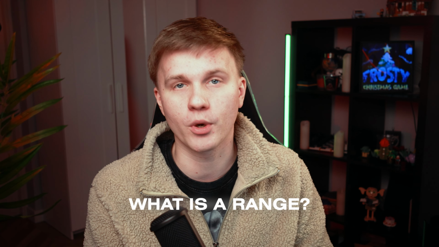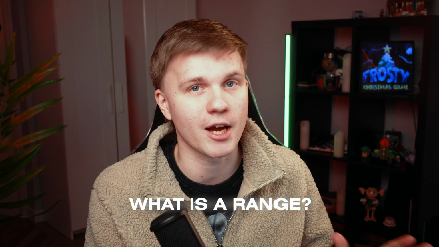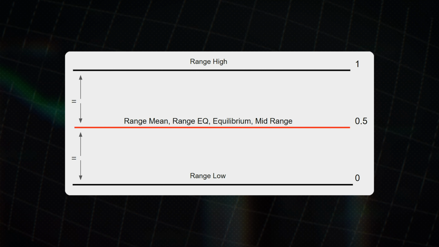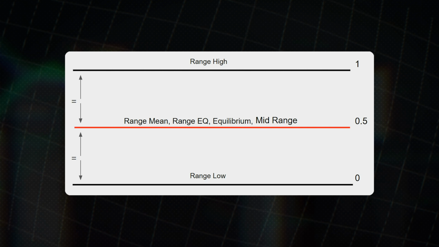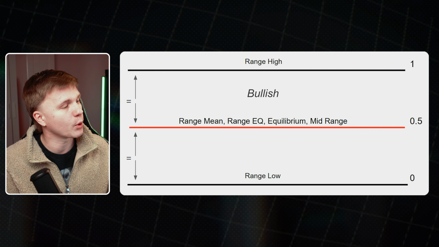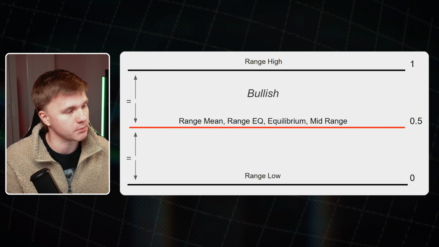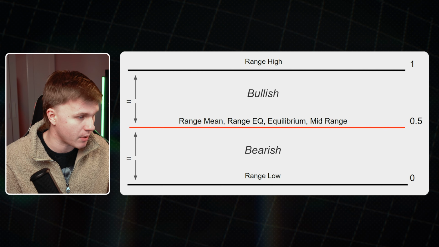For starters, let's talk about what a range is. A range occurs when the market moves sideways, trading between two boundaries. The top boundary is called the range high and the bottom one, range low. The midpoint between these is known as the mid-range. When the price trades in the upper half of the range, we consider the market bullish. Conversely, when the price is in the lower half, the market is generally seen as bearish.